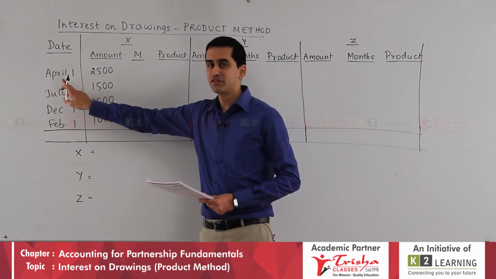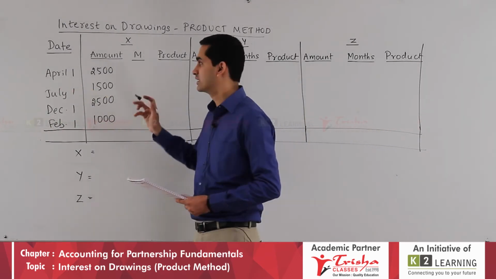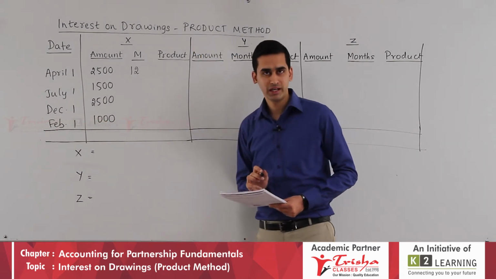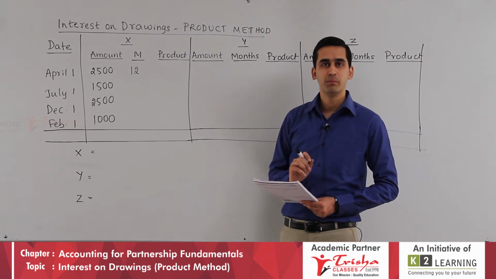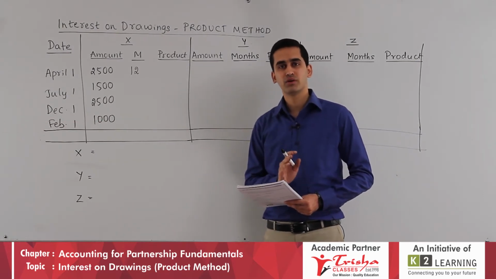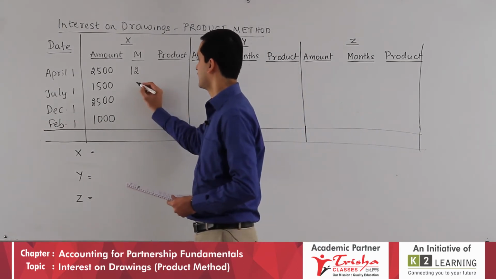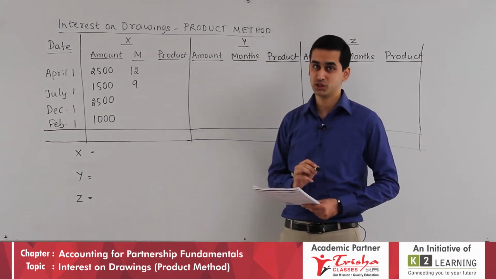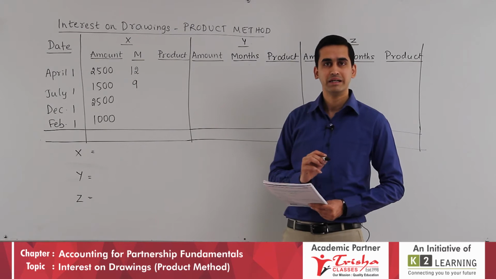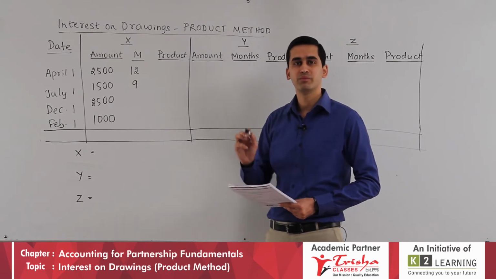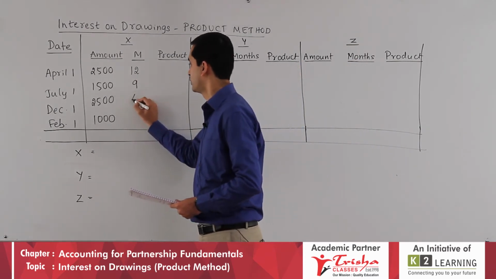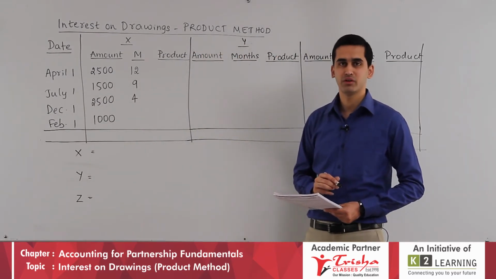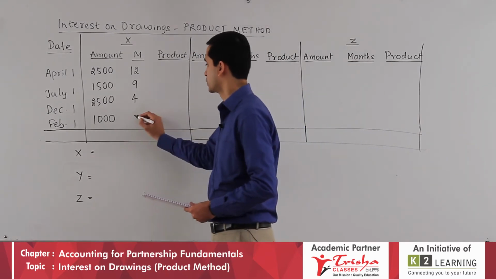This is April 1st, that means it is full year, number of months will be 12. This is July, that means April, May, June is over, from July to March will be 9 months. This is December 1st, that means I should include December month also. December, January, February, March, I'll have 4 months. Lastly, February 1st, that means February and March, that is 2 months.